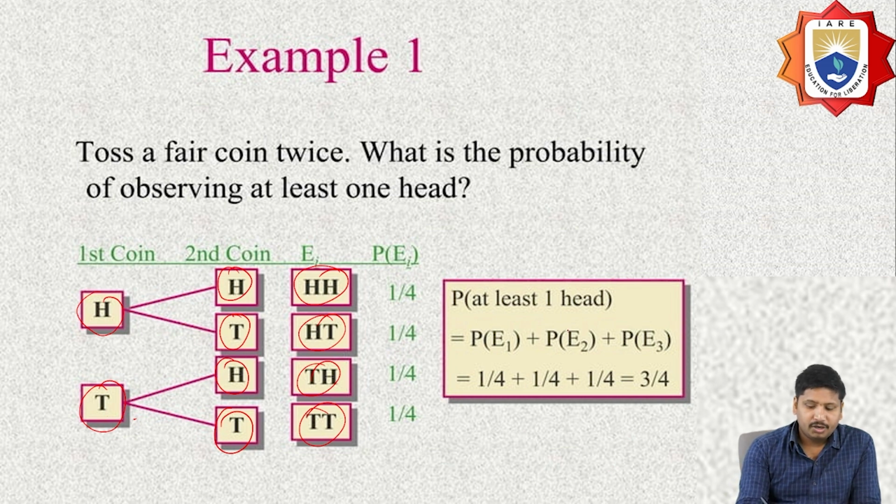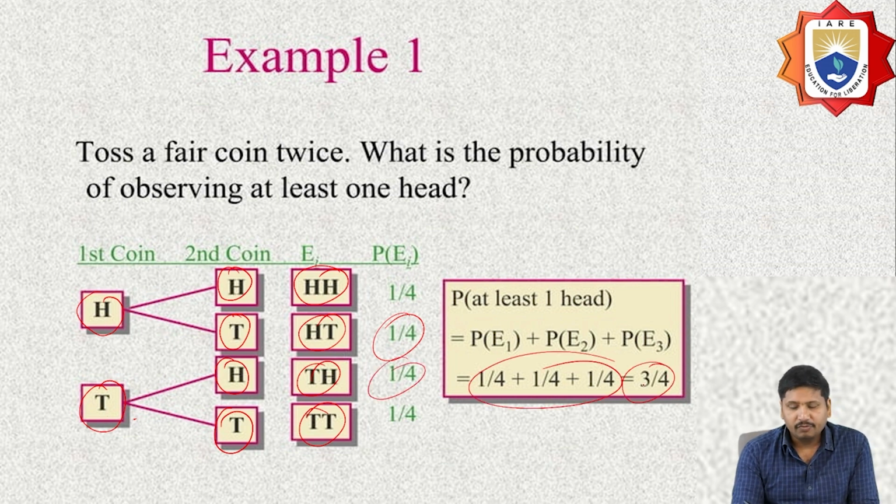So the probability of each outcome is 1 by 4. Adding the outcomes with at least one head, totally I get 3 by 4. That is the probability value for getting at least one head when tossing 2 coins.